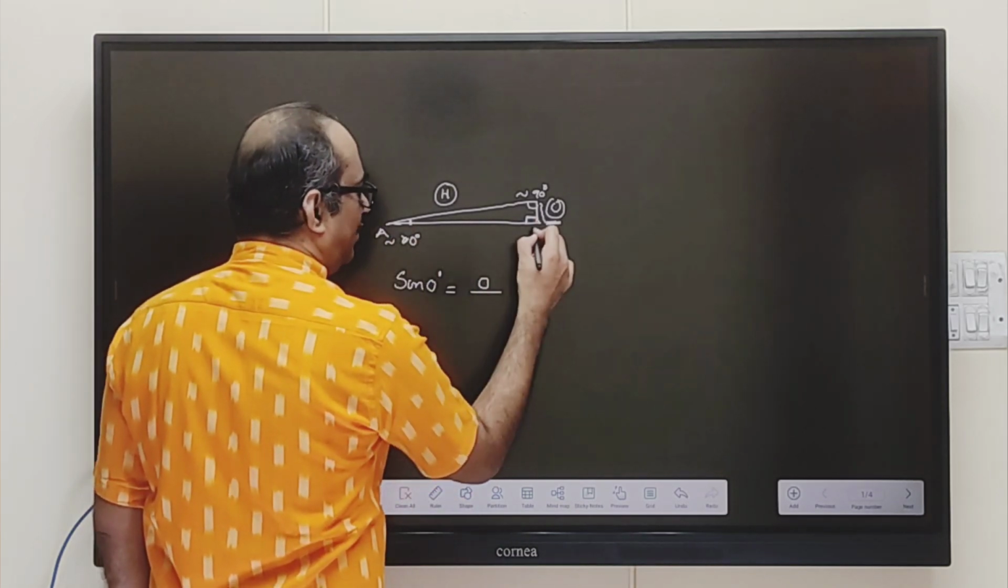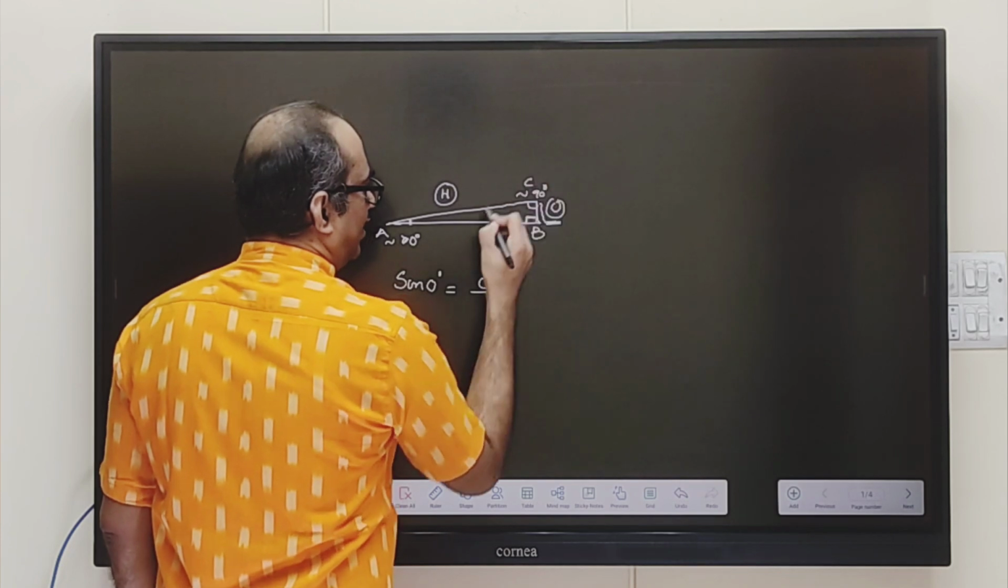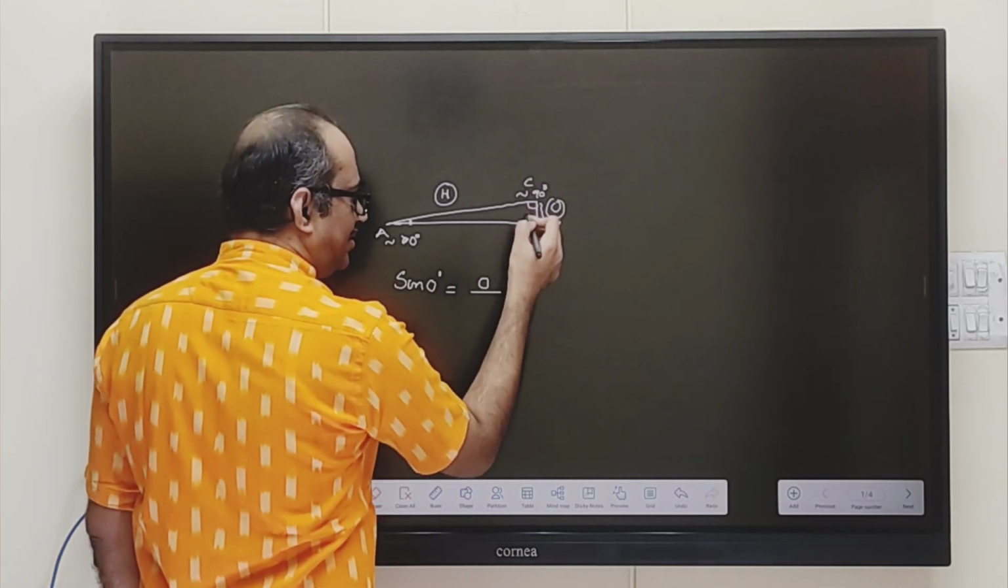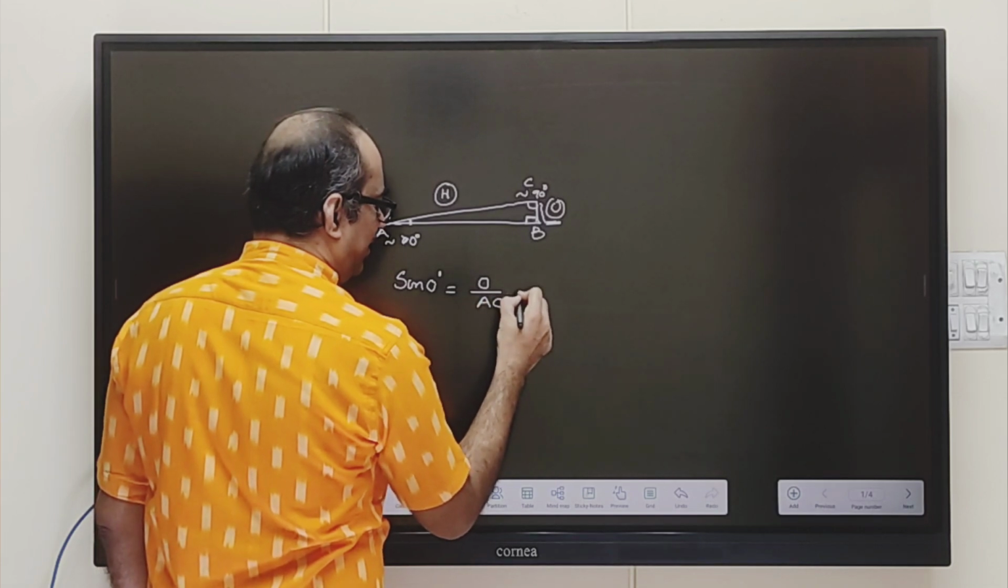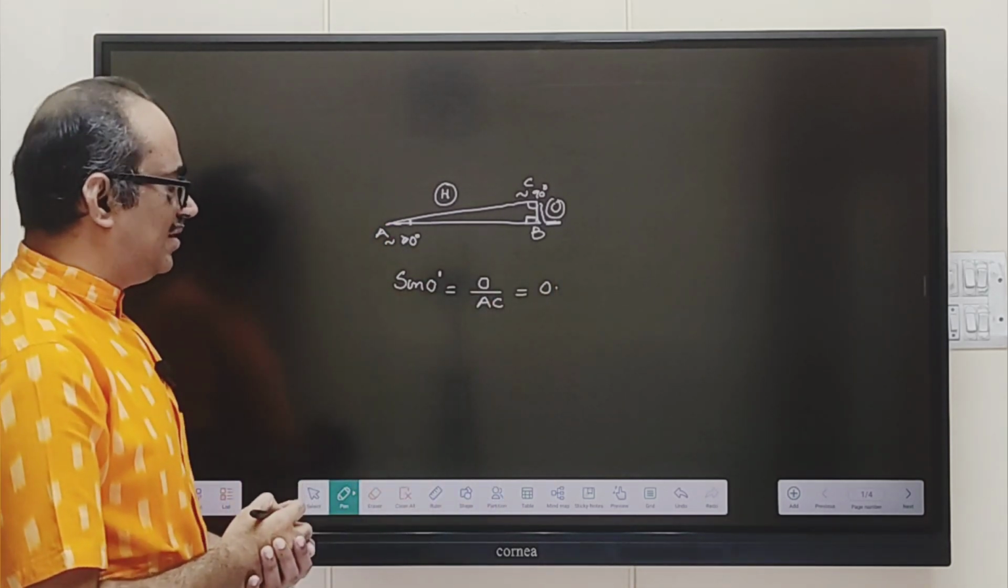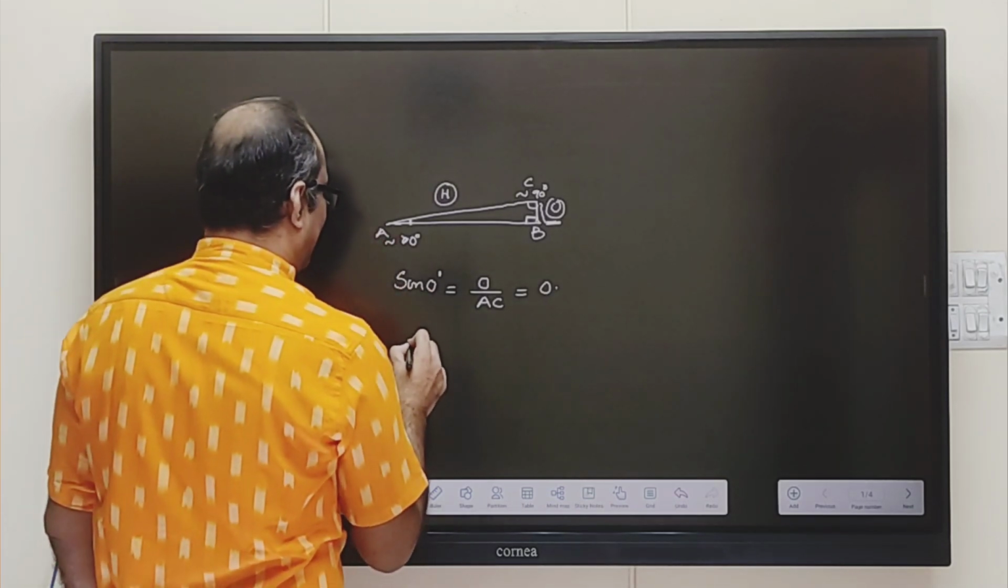Let us say this is ABC. So you have BC by AC, that is, BC is 0. 0 divided by AC, anything 0 divided by anything is 0. So sin 0 is 0. Now what about cos? Let us see.